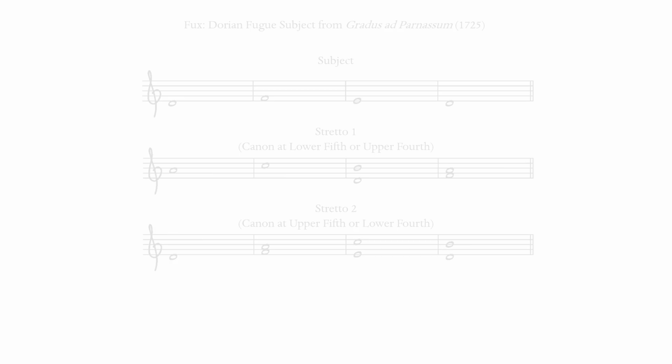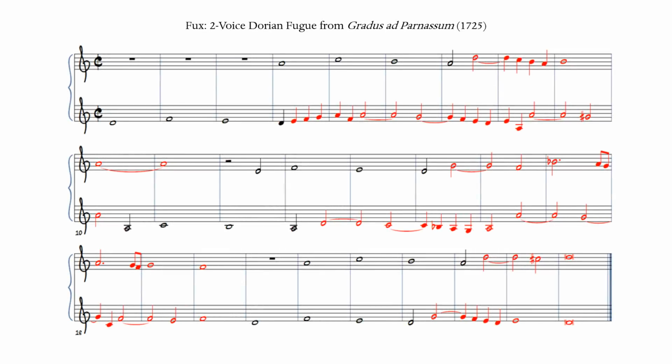Fux then composes this 2-voice fugue using the Dorian subject and its 2 strettos. The most basic rule of fugue is that a voice can only make an entrance using the fugue subject or answer. So, fugues are traditionally analyzed in terms of their entry groups. The first entry group is more commonly referred to as the exposition, which introduces all the participating voices and the different forms of the subject and answer.